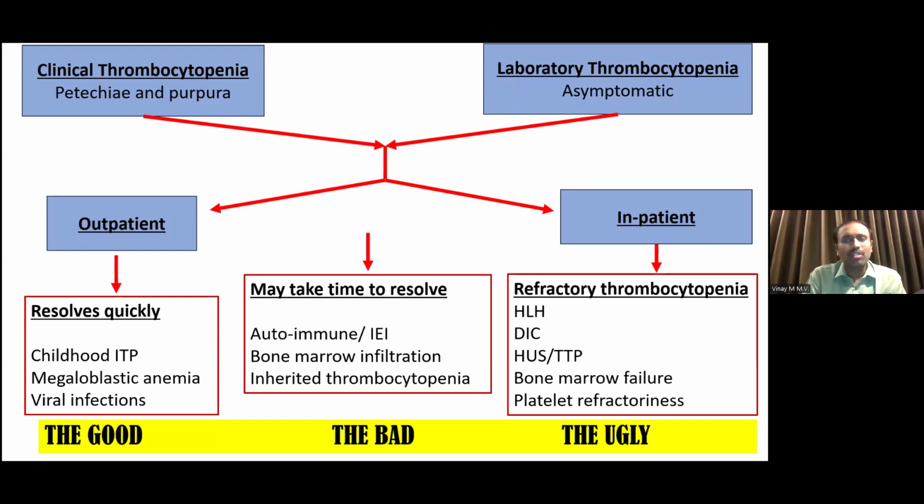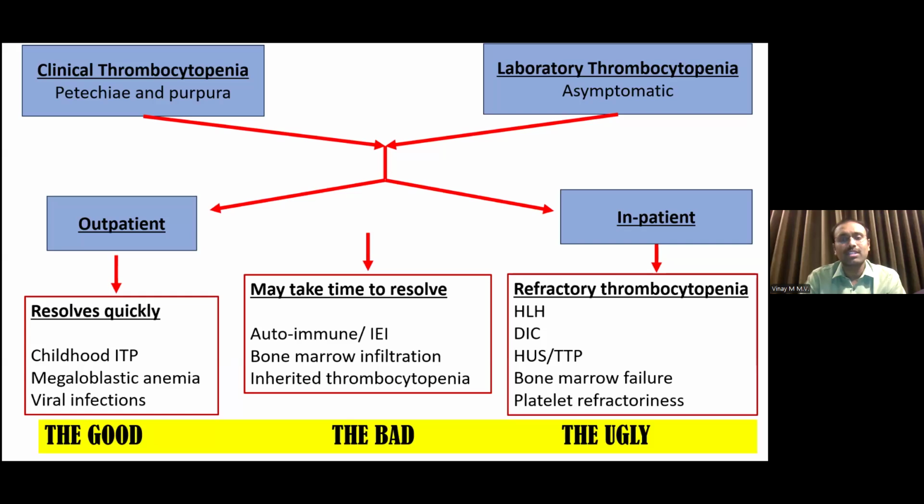The ones that resolve quickly are the good ones, like childhood ITP, nutritional anemia sometimes presenting with thrombocytopenia, and some viral infections, which usually cause transient thrombocytopenia, transient myelosuppression that settles. These are the good ones. They are usually seen in outpatient.